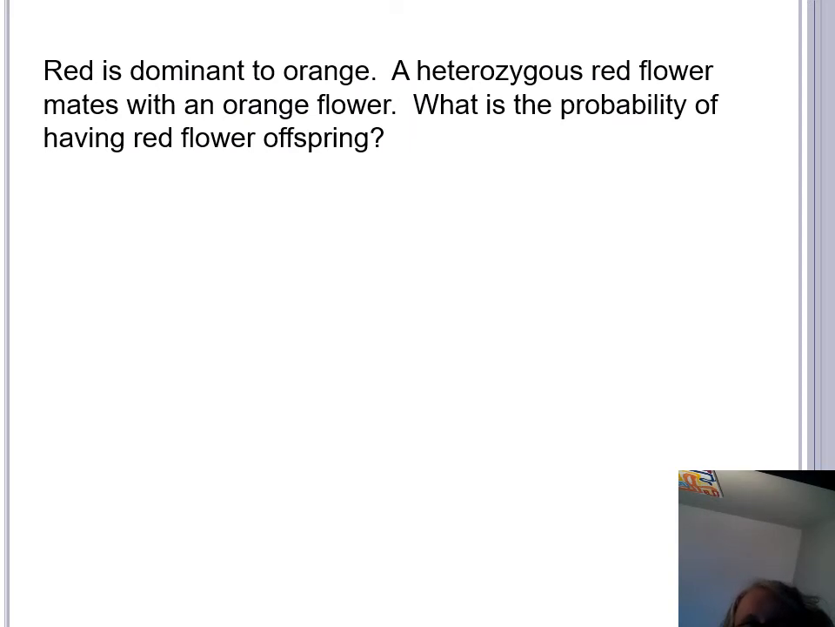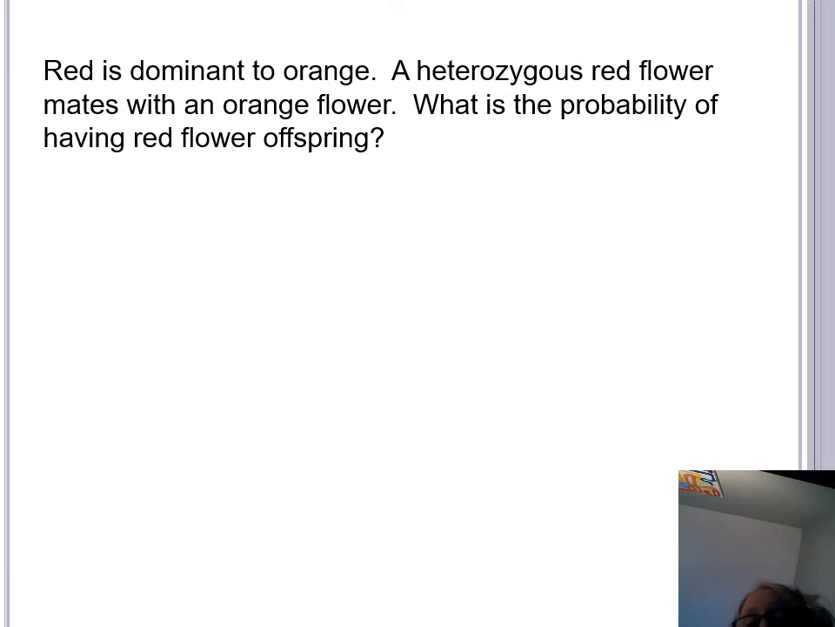Here we have a sample monohybrid cross, something similar to what you might see on a test, to work through to practice this step. In the story problem, I will always let you know what's dominant and what's recessive. You don't have to memorize a special list. So here's how it starts. Red is dominant to orange. A heterozygous red flower mates with an orange flower. What's the probability of having red flower offspring?